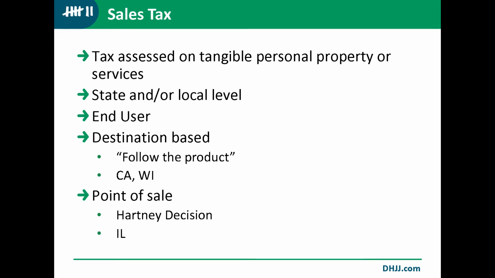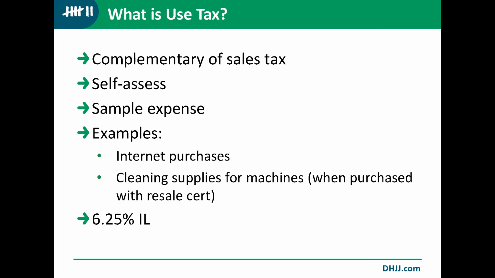Next, we have what is use tax. So use tax is complementary to sales tax. It's self-assessed by the end user. There's very low compliance, which is why the Wayfair case kind of came about. You're usually going to pay use tax in your home state. So when you purchase something in Illinois and you don't get charged sales tax, you should be assessing use tax on your individual tax return.